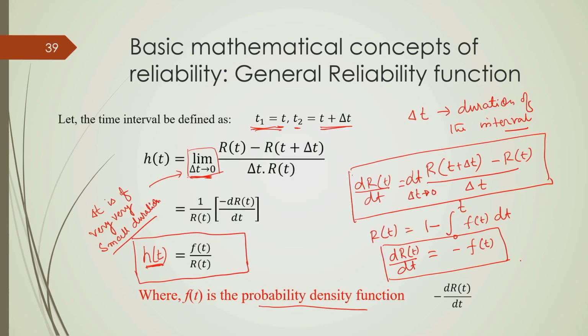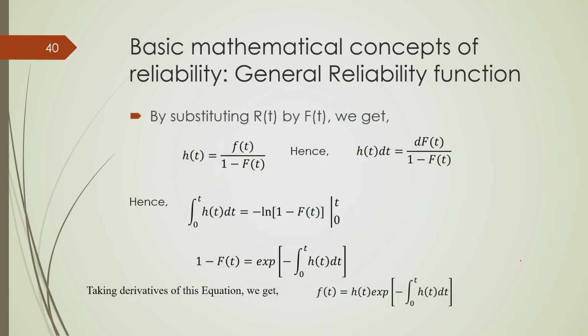Now, we also know R(t) is equal to 1 minus capital F(t). So, we replace this R(t) by 1 minus F(t), and we get the relationship of the instantaneous failure rate, or hazard rate, as the failure density function f(t) divided by 1 minus F(t).